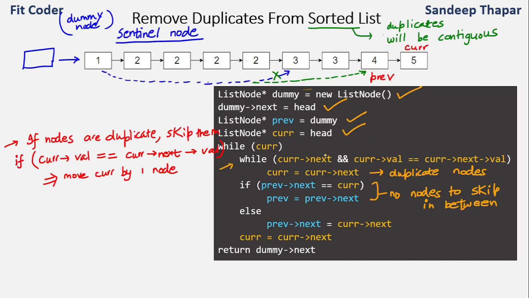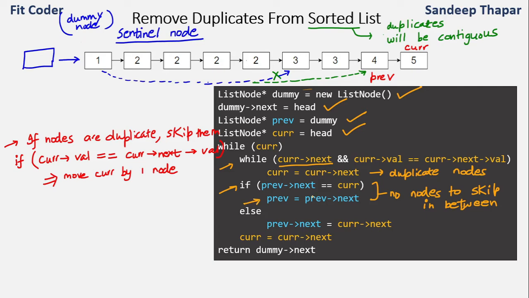So in the next step, we come in this while loop, we check if current next is not equal to null. So now current is at 5. So this is the last node and next of it is null. So this while condition is false. So we'll come in this statement and now we'll check if previous next is equal to current. So previous next is current because there are no nodes to skip in between.